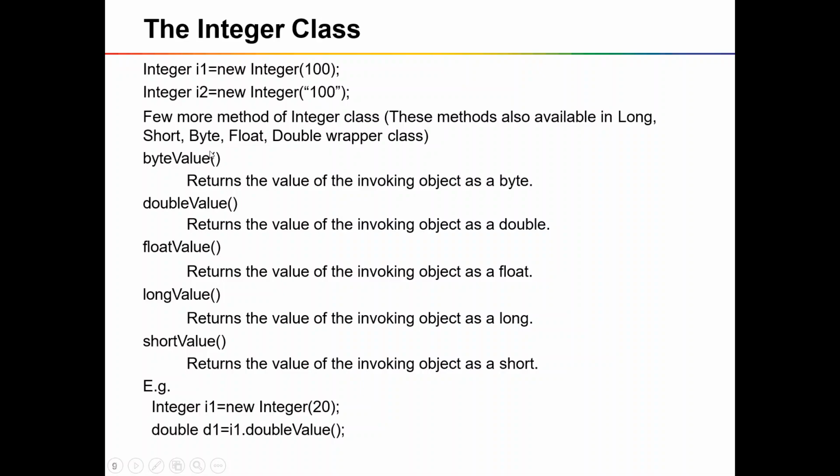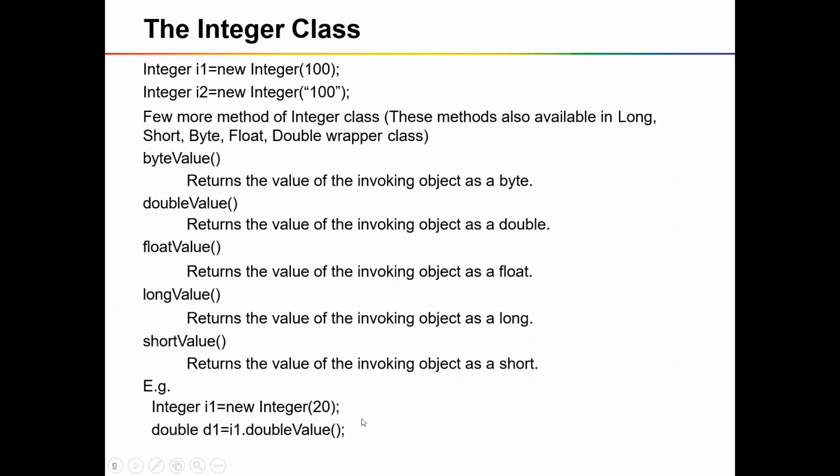Apart from that, we have methods like byteValue. So byteValue, in the sense you will get the byte value of a given number, and doubleValue returns the actual double value, and then float, long, short. So these methods are part of all the number type wrapper classes. For example, these methods are common in the long, short, byte, float, double wrapper classes.